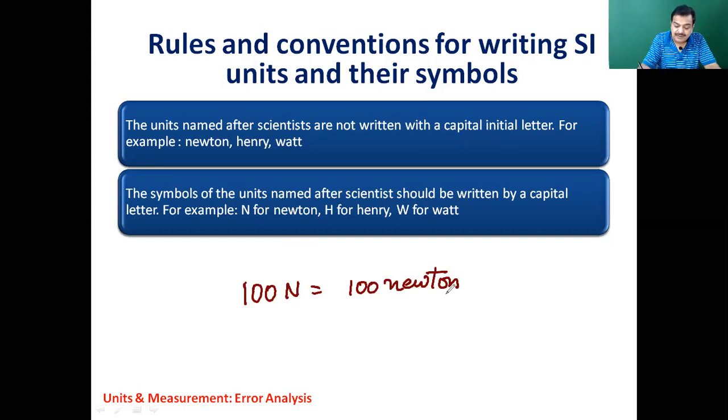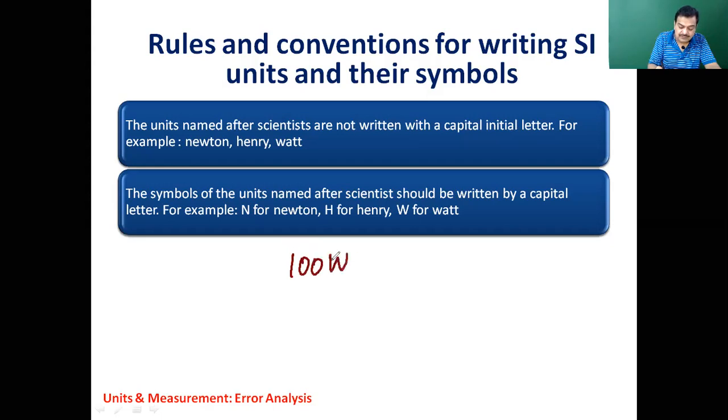तो this should be taken care that the unit names after the scientist are not written with a capital initial letter. For example, Newton, Henry, Watt. But if you say my bulb is of 100 watt, so you have to write capital W. It is 100 watt only, S नहीं आएगा. Got it? Plural form में use नहीं करेंगे यूनिट को. It is 100 watt. Clear? आगे चलते हैं. ये बहुत इंपॉर्टेंट है बेटा.